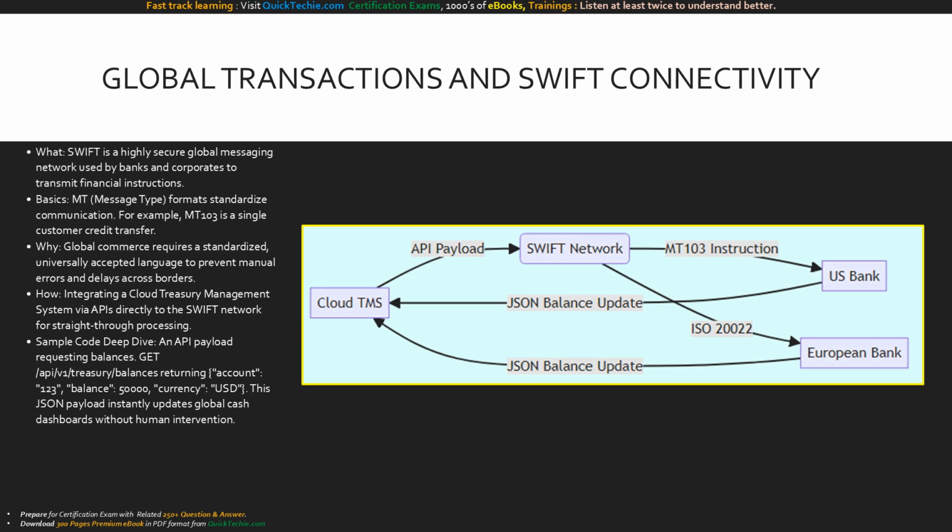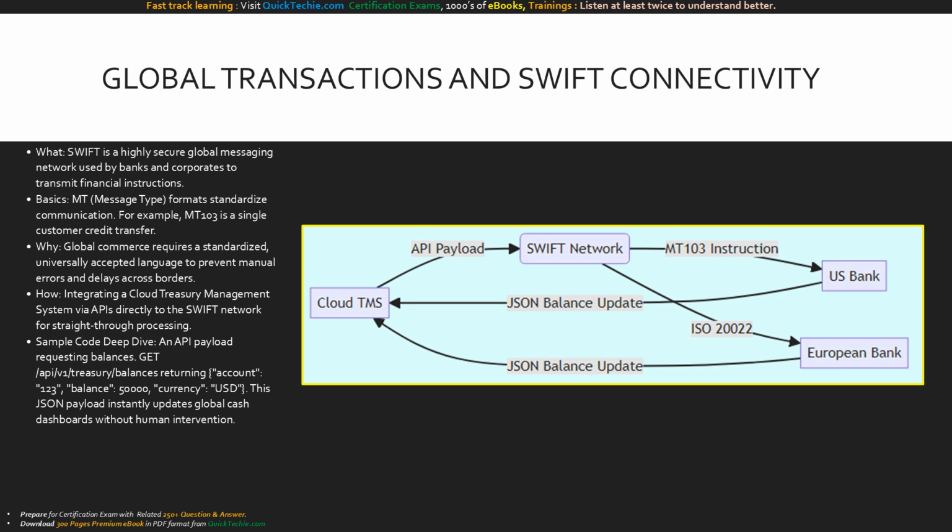What is SWIFT? It is a secure, standardized global messaging network. It doesn't actually move the money. It securely transmits the instructions to move the money. The basics involve standardized message types, like the MT-103 for cross-border wire transfers, or the newer ISO 20022 XML standards.